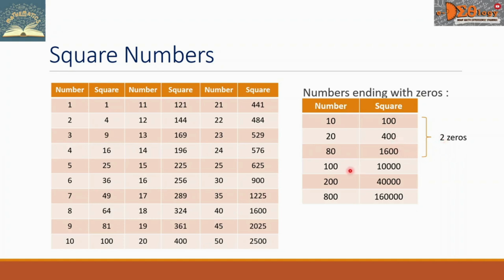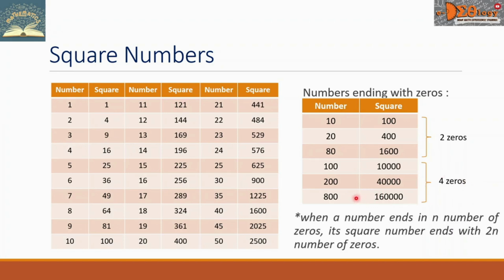What about the 4th, fifth and sixth example. For 100, the square is 10,000. For the number 200, the square is 40,000. For the number 800, the square is 160,000. Look at the numbers. There are 2 zeros. The squares will have 4 zeros. Now we conclude. When a number ends in n number of zeros, its square number ends with 2n number of zeros.